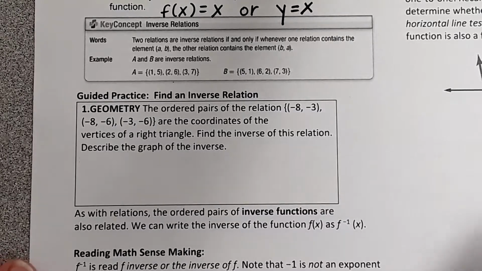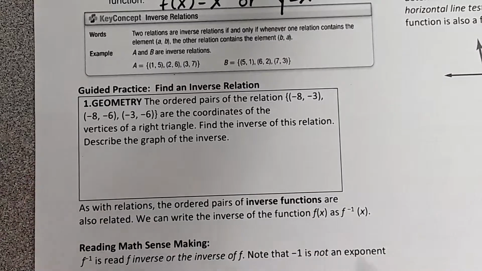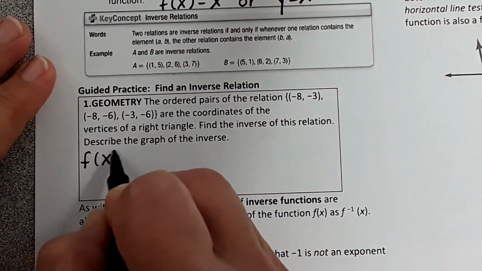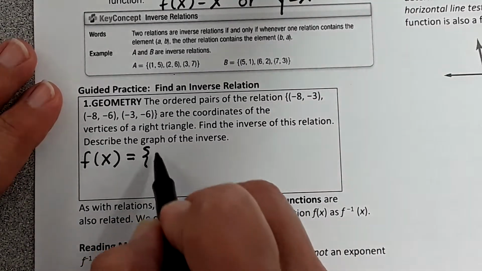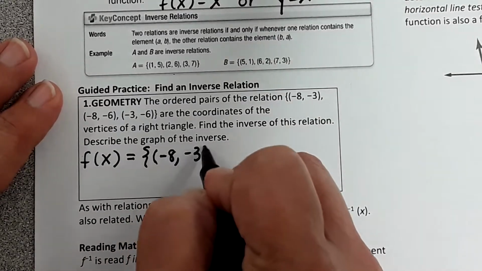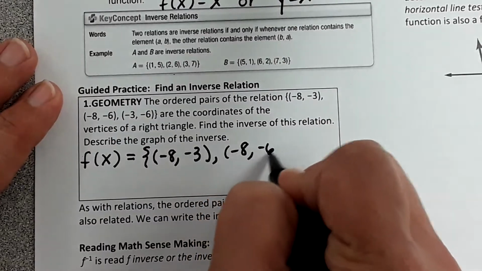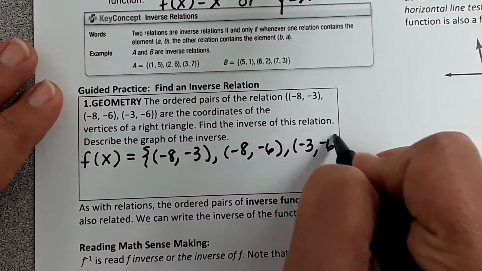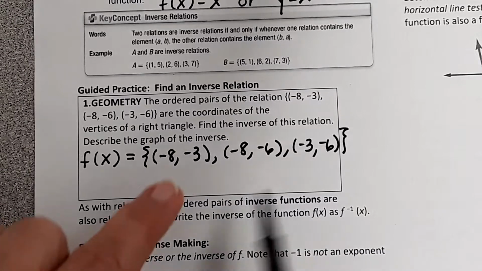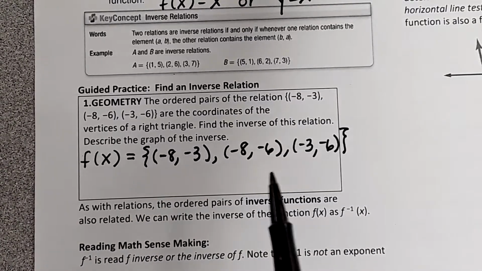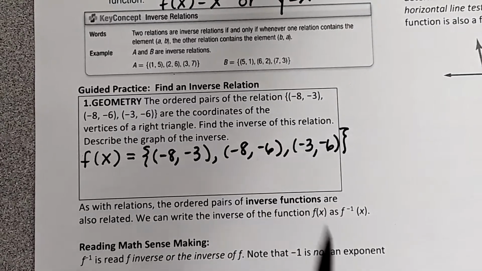Okay, so on number 1, you have 3 problems like this tonight on your homework. I know it's not tonight. You probably won't do it until tomorrow, but it's up there in the video on Schoology. So for this one right here, the first thing you need to do is just state the original function's ordered pairs. The original function's ordered pairs are the ones that they give you: -8, -3, -8, -6, -3, -6. Okay, so this is a triangle. If you graph it, it's a triangle. You can tell for 2 reasons: they give you 3 ordered pairs, and they also tell you that it's a right triangle, okay?